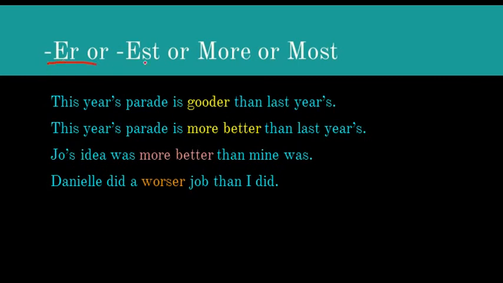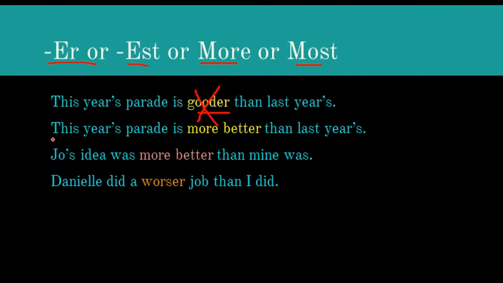Do not use er or est or more or most when comparing with good and bad. Let's see examples. This year's parade is gooder than last year's. As I have already mentioned, the comparative degree of good is not gooder. We do not add er to create comparative degree of good to compare two people, places, or things. This sentence is grammatically wrong. Comparative form of good is better. Correct sentence will be, this year's parade is better than last year's.